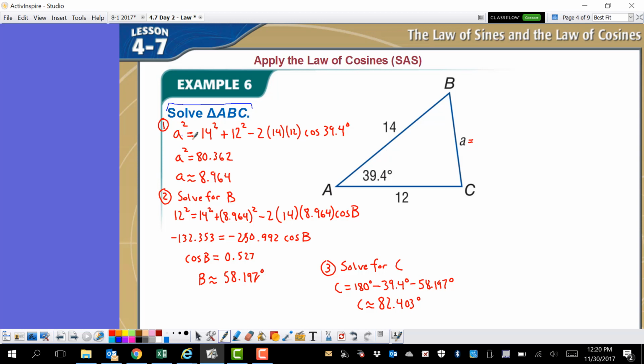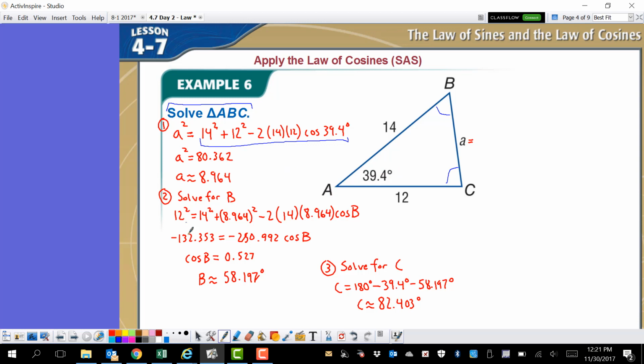I did A squared equals the other two sides squared, 14 squared plus 12 squared, minus 2 times 14 times 12, times the cosine of 39.4 degrees. And again, you can punch all of this in your calculator and press enter to get 80.362. And then obviously take the square root of that, and we get A is approximately 8.964. Okay, so then what I need to do next is, I've got all three sides at this point. Now I need to find the two missing angles here. I need to find the measure of these two angles.